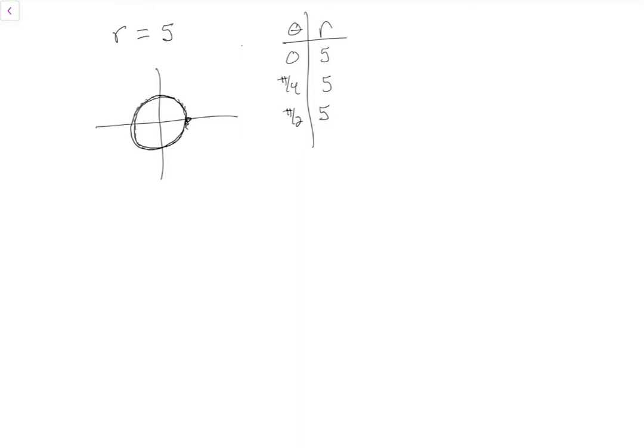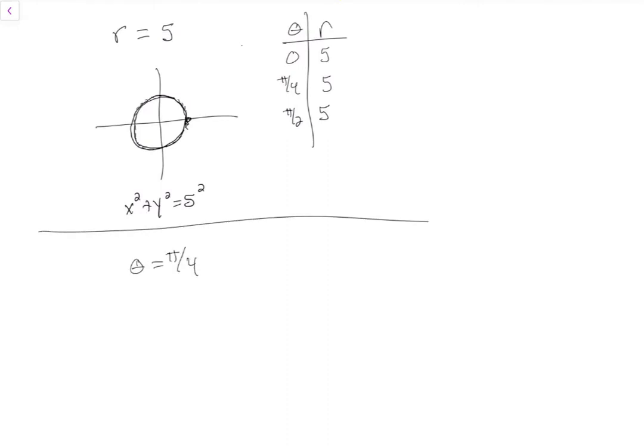So notice how beautifully simple that equation is. I mean, if I wanted to graph a circle in Cartesian, that would be x squared plus y squared equals 5 squared for a circle centered at the origin. So you can see the polar plane has some advantages, that some graphs that we plot will have a much cleaner looking equation. Now let's suppose I wanted to plot an equation like theta equals pi over 4.